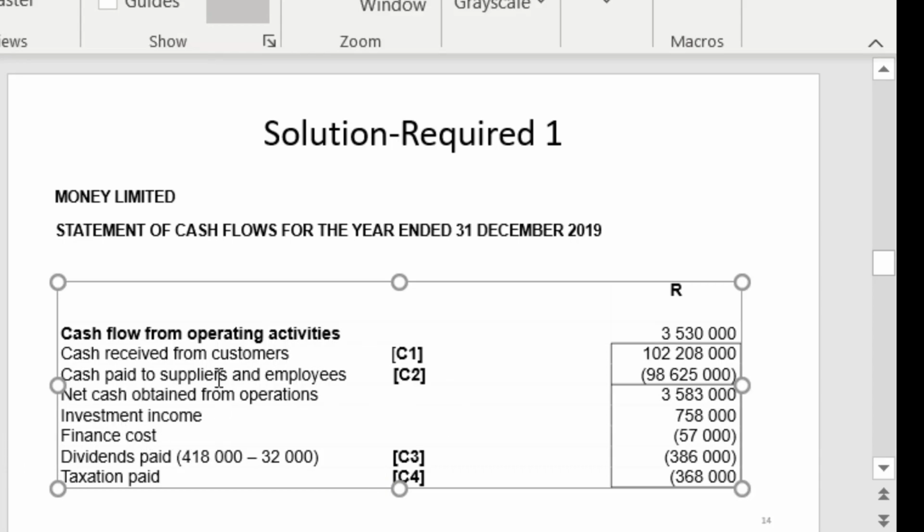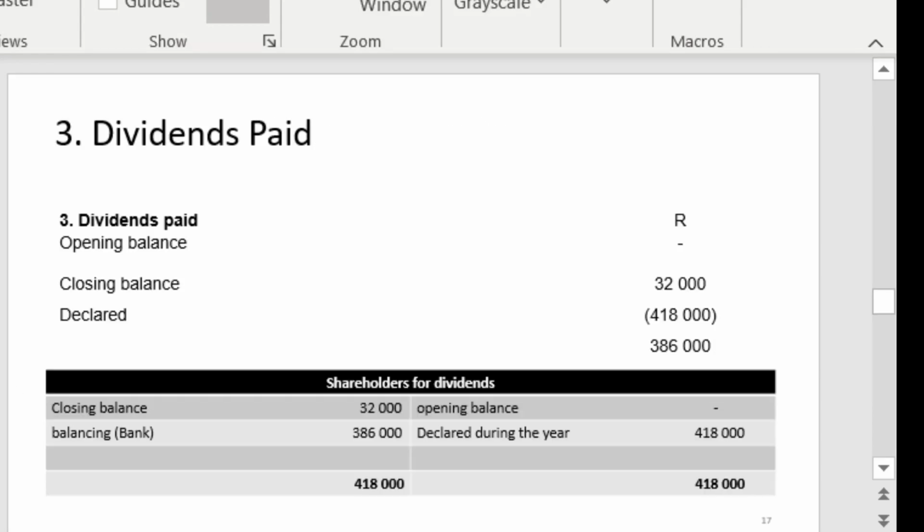So again, just to recap, investment income and finance cost, we got from the statement of comprehensive income. This was provided. Now we're going to look at dividends paid. I'll explain that in calculation number 3. Now let us look at the dividends paid. I'll explain it using the T account. You can also do it the way it's done here.